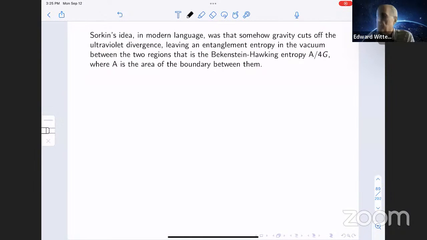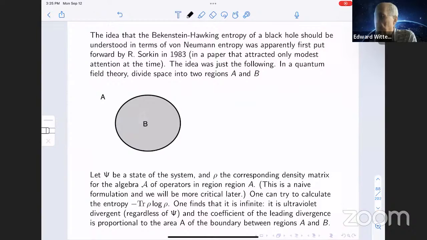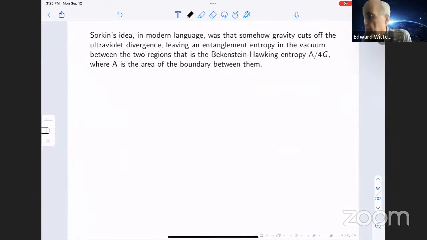And if you like, the logic is that he had done the calculation here without gravity. And if the correct answer is 1 over 4G for the coefficient of the area, then if you try to ignore gravity, which is like setting G to 0, ignoring the gravitational force means setting Newton's constant to 0, infinity is then the correct answer. So Sorkin's hope was that with non-zero G, the answer would be not area times infinity, but area over 4G.